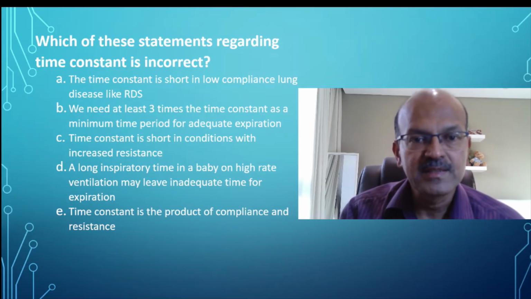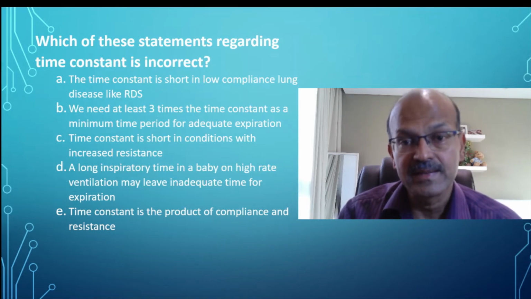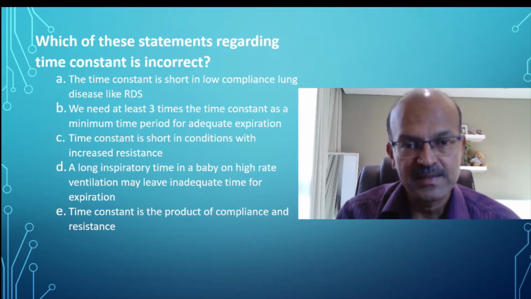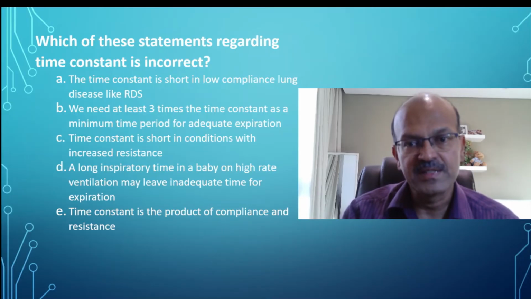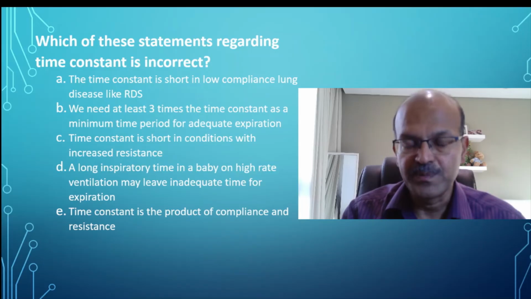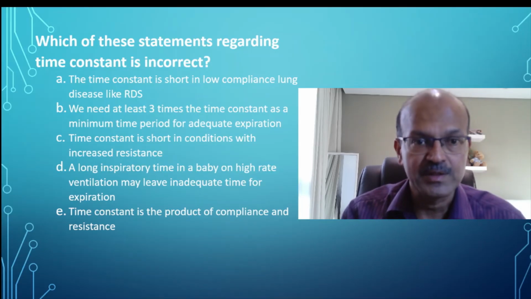So the third choice is the wrong one, because time constant is increased where there is increased resistance. The clue for this is from the last choice, which is time constant is a product of compliance and resistance. So obviously if it's a product of resistance and the resistance is high, the value will go up. So the higher the resistance, the greater the time constant.